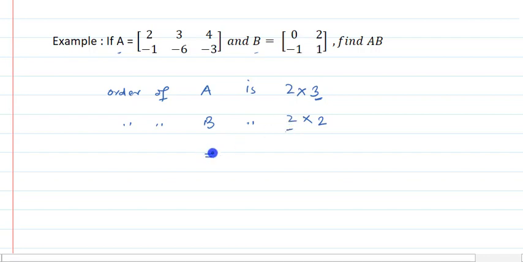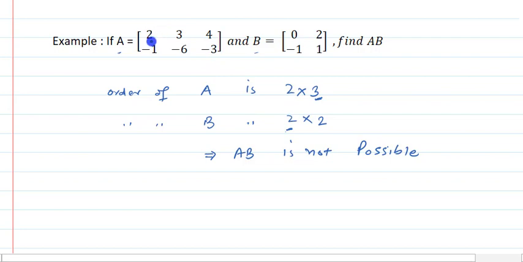It means AB is not possible. So I hope you understood the first observation, that the number of columns of the first matrix should be equal to the number of rows in the second matrix. Let me show you how.